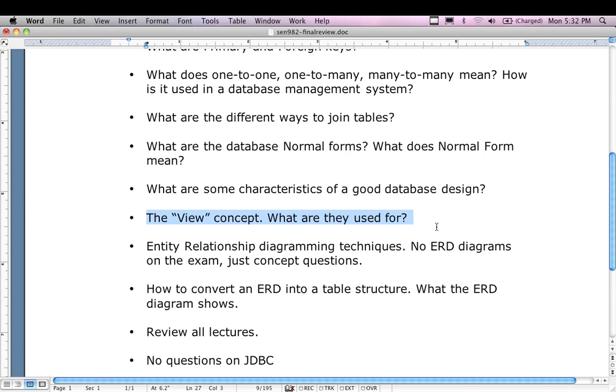Natural right outer join. Natural right outer join is written on the exam. Okay, so let me just make sure I haven't missed anything. Entity sets. The concept of the entity.